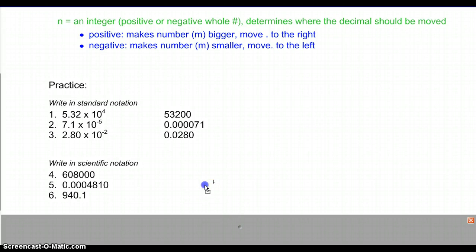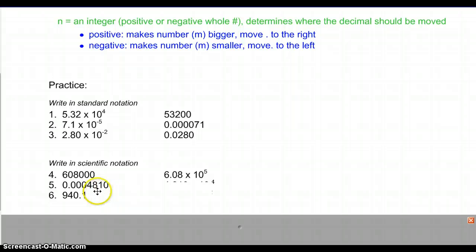Now that you've tried these, the first value, the decimal's at the end, so it's going to be moved 1, 2, 3, 4, 5 spots over, because it's got to be between the 6 and the 0 to make that m value between 1 and 10. So it's going to be 6.08 times 10 to the positive 5.